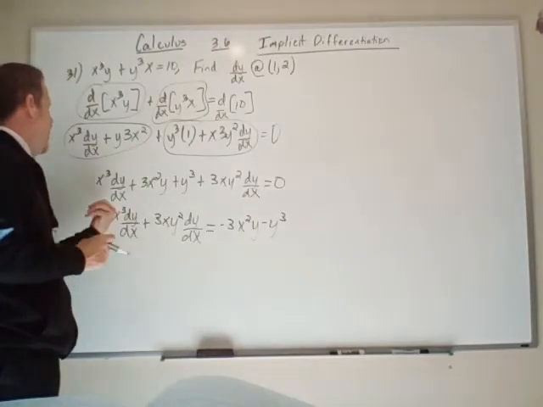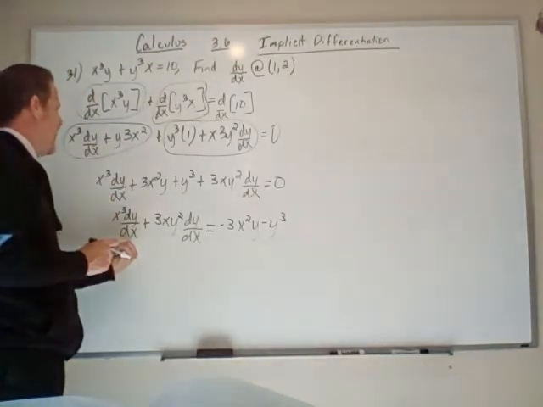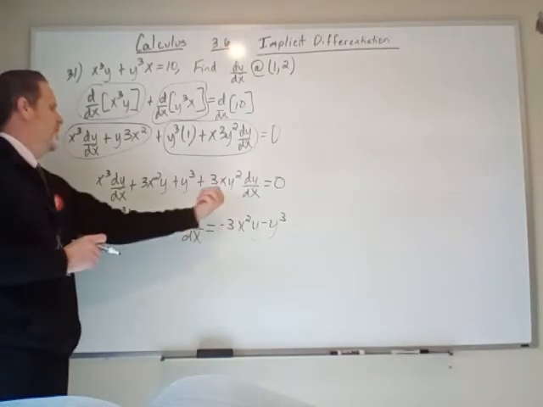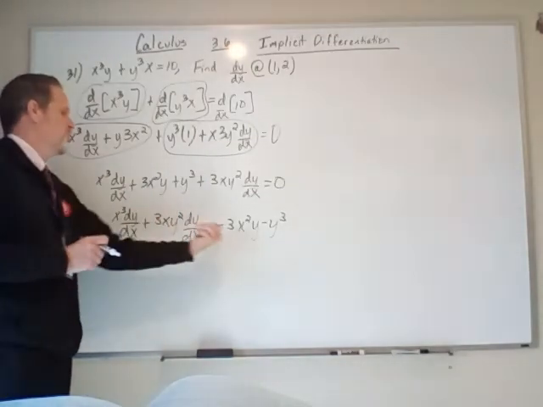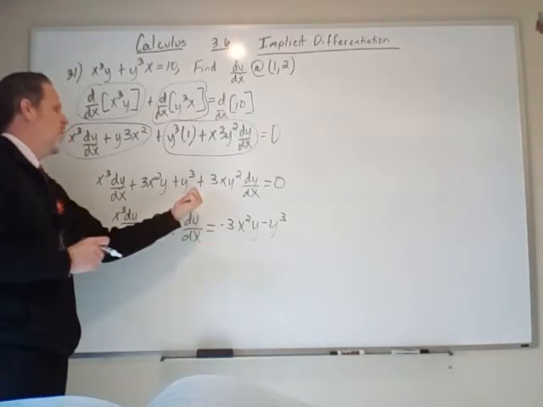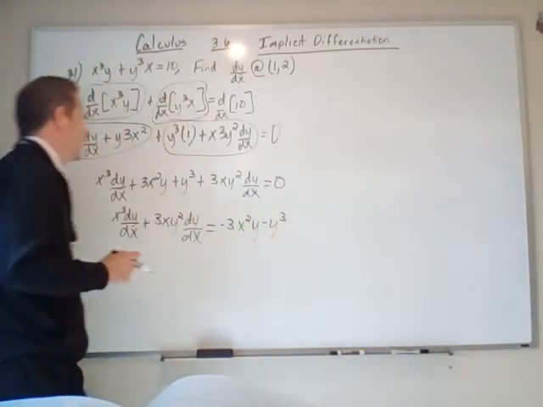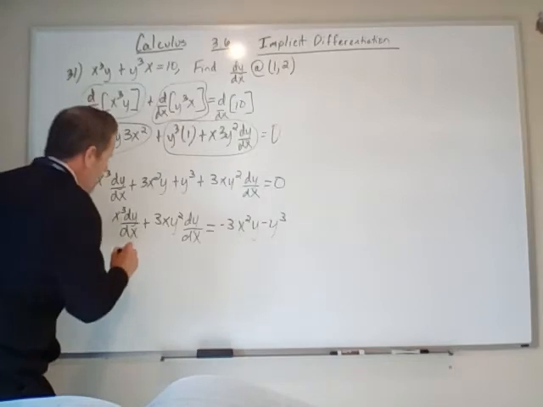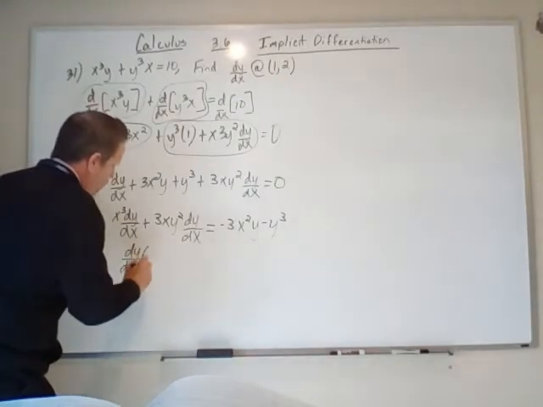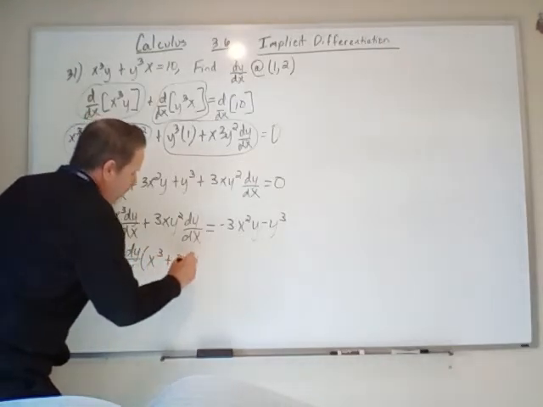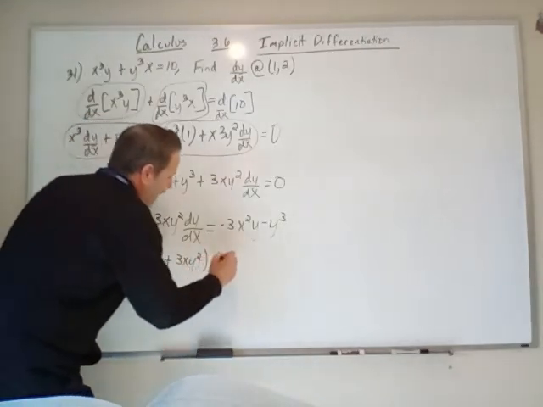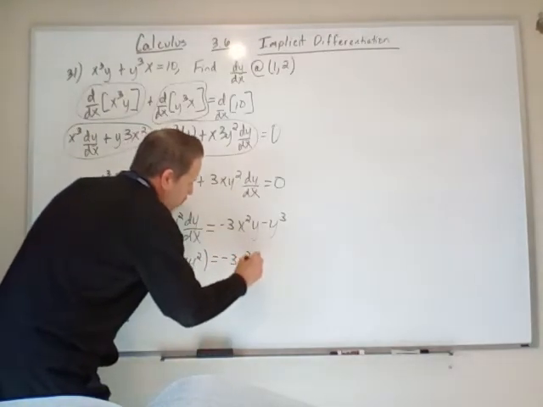Okay, so x cubed dy/dx is on the left. 3xy squared dy/dx is on the left. I moved the 3x squared y to the right, made it negative. Moved the y cubed to the right, made it negative. Now I'm going to factor out that dy/dx. Left with the binomial x cubed plus 3xy squared. Not doing anything to the right side.